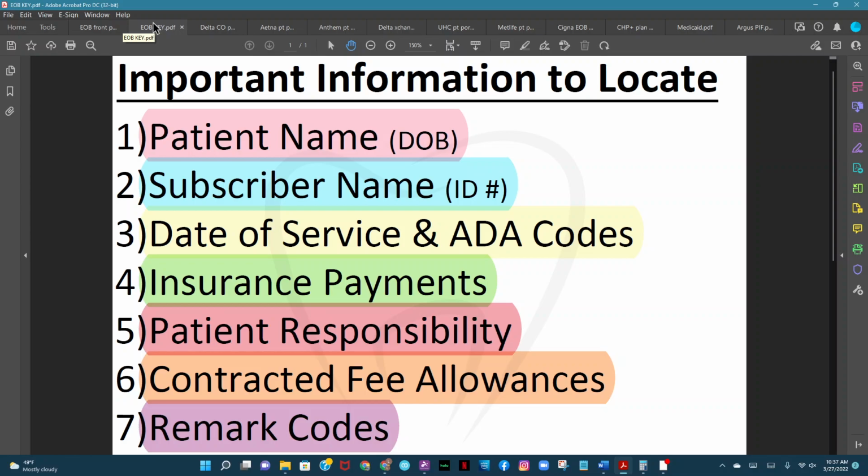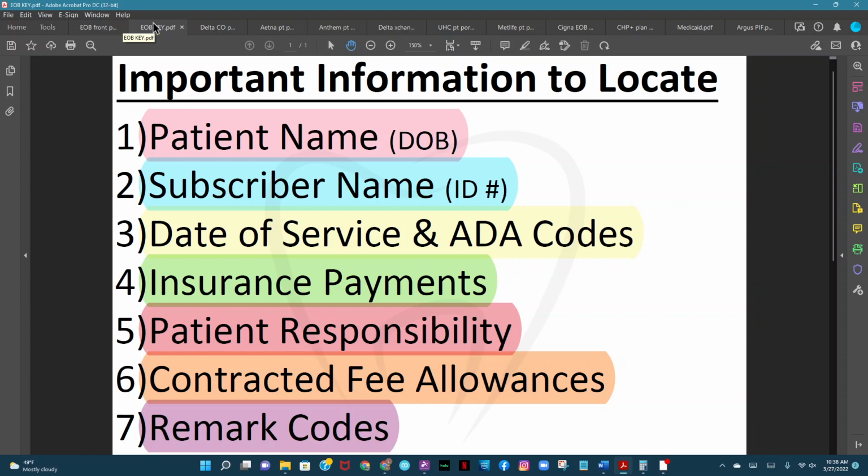There are instances where an account may have either multiple dates of service or the same codes or the same date of service with different codes. So be diligent when comparing the date of service and codes on the explanation of benefits to those in EagleSoft. Once you have figured out the who, what, and when of the claim, it's time to figure out the how much. First amount to look for is how much insurance has paid.